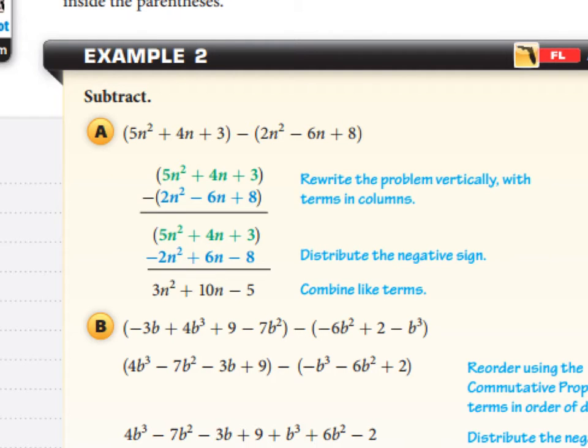So what we do is we add the opposite, which is really like the distributive property. So I change this minus to a plus, which means everything in the second parenthesis has to change signs. So the 2n squared becomes a negative 2n squared, the minus 6n becomes a plus, and the positive 8 now becomes a minus 8. And now I can combine my like terms just like I did in the last examples. Okay, and we'll actually combine them in just a minute.